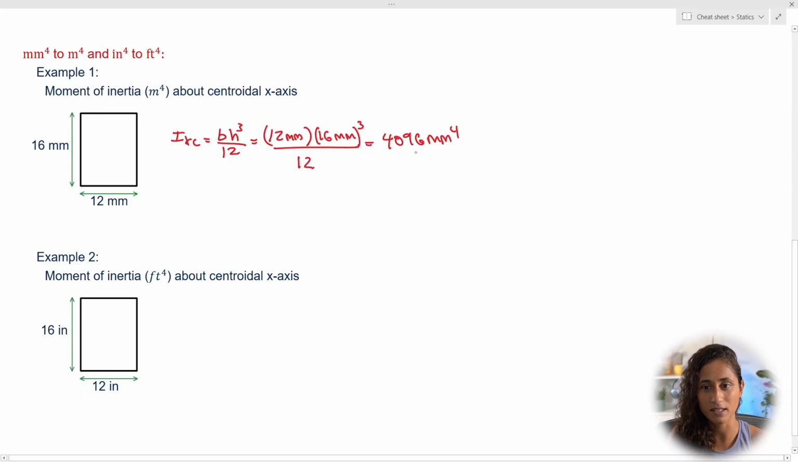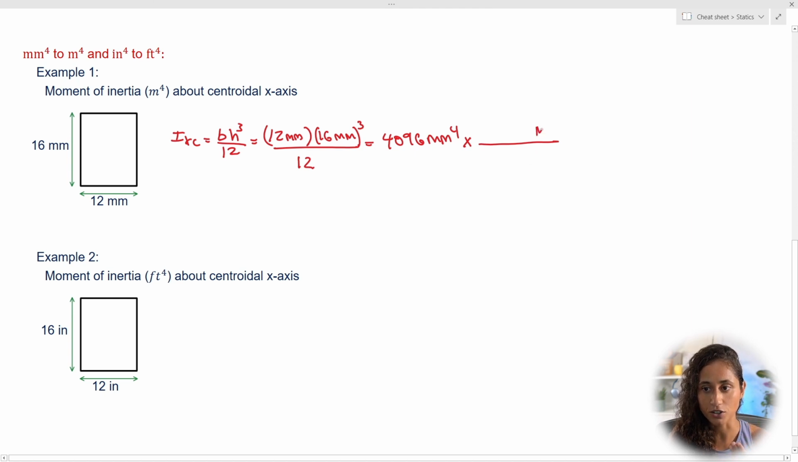Now, if you plug in these numbers, this is what you're going to get. Also note here how we have millimeters and then millimeters to the power of 3, which gives us millimeters to the power 4, which is the unit for moment of inertia. Now, if we want to go from millimeters to the power 4 to meters to the power 4, this is how I usually like to do it. So I like to actually write the units down.